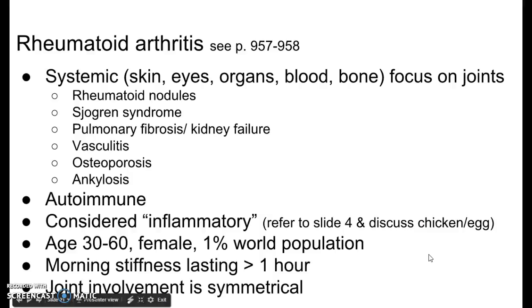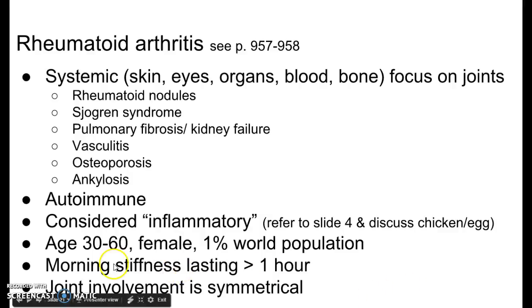Now, this type of arthritis is considered inflammatory. Remember the chicken and the egg, which comes first? We said with osteoarthritis, the injury happens first, which can result in inflammation later. With rheumatoid arthritis, it's the inflammation that leads to the injury. So it's called an inflammatory disorder because the inflammation happens first. It occurs in fairly young people, age 30 to 60, whereas the osteoarthritis generally occurs in the older. It really increases once people reach the age of 60.